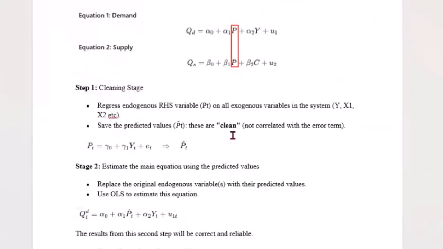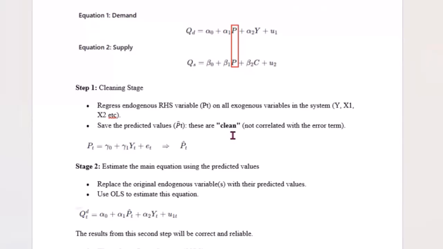So now, if we have actual data, we have actual data of quantity demanded, we have actual data of prices, we have actual data of income, Y, we have actual data of cost. How do we deal with, or how do we adjust, that data of price, the endogenous variable, so that it ceases to be an endogenous variable? To do that, we use two stages, step 1 and step 2.